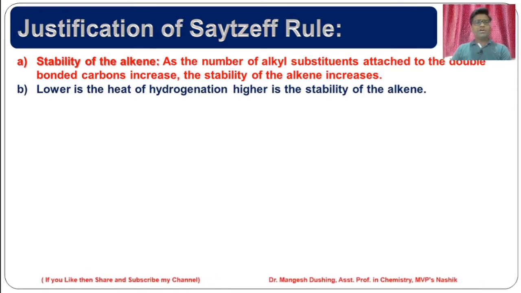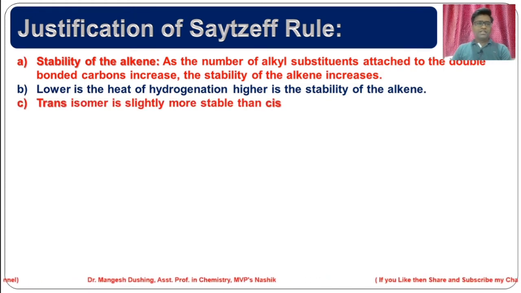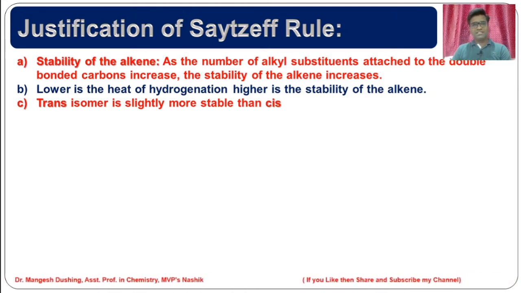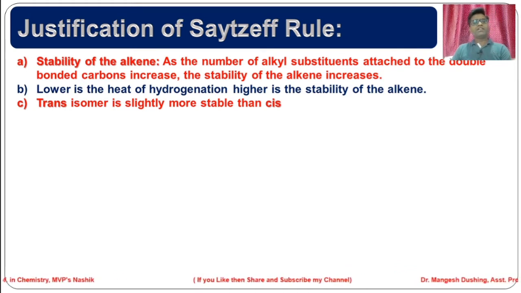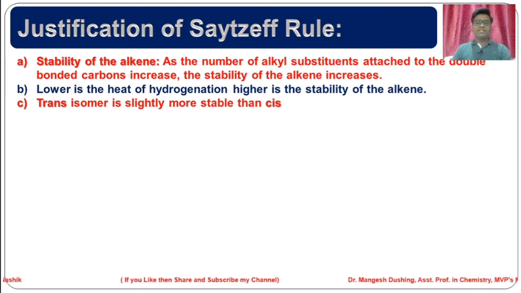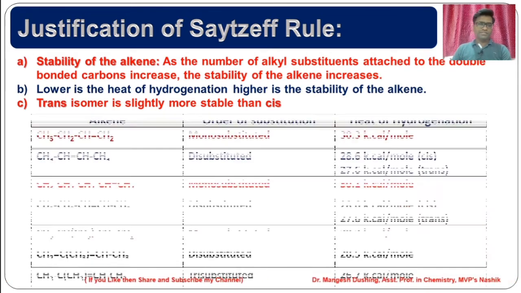Second is lower the heat of hydrogenation, higher is the stability of alkene. For the more stable alkenes, heat of hydrogenation will be lower. Third is trans isomer is slightly more stable than cis because that is having more symmetrical appearance. That's why trans isomer is slightly more stable than cis in case of similar substituted alkenes.